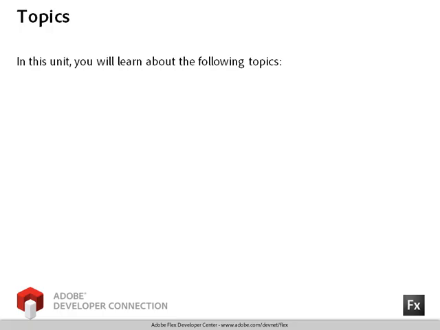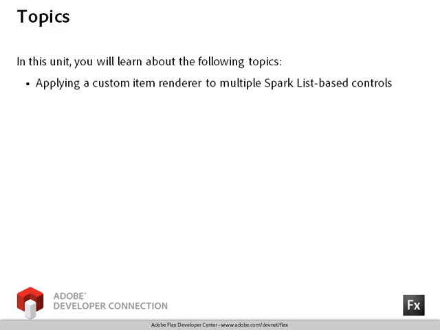In the last two exercises, you implemented default and custom item renderers for the Spark Data Group container. In this video, you will apply the same custom item renderer to two Spark list-based controls. Keep in mind as you watch this video that the item renderer was originally created for a container, but is being applied to two controls. This should illustrate to you the sheer power of the Spark component architecture.